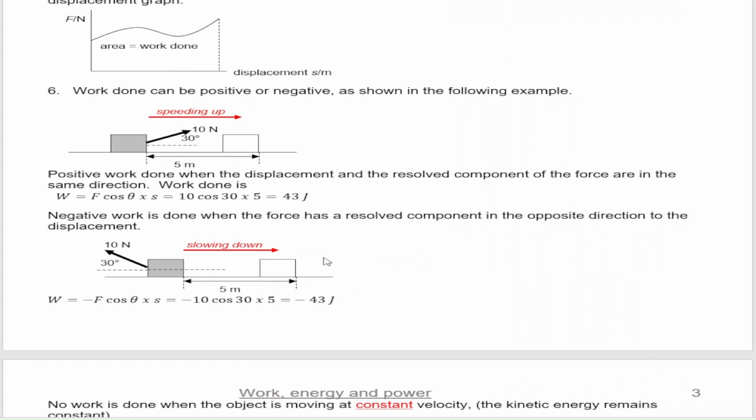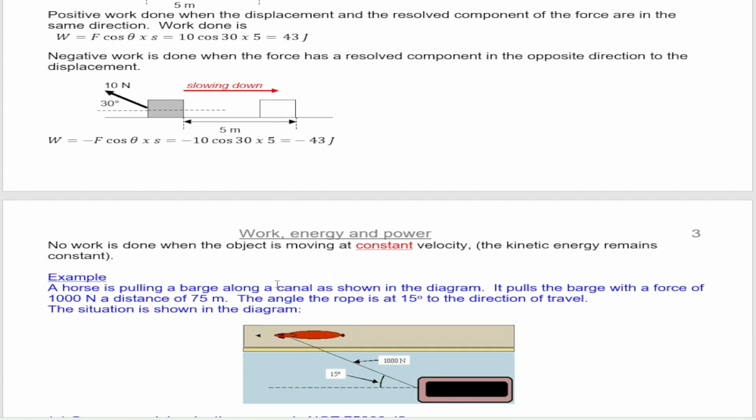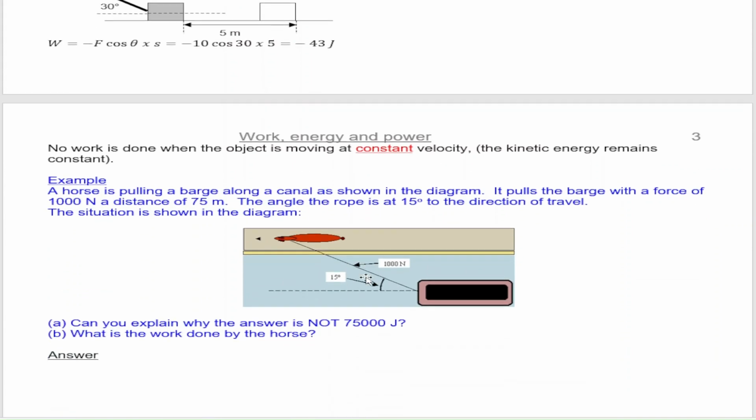Now, negative work is done when the force has a resolved component in the opposite direction to the displacement. As you can see here, 10 newtons to the left at an angle of 30, and then the distance is 5 meters, but in the opposite direction. So in other words, we're saying that this object is slowing down. In this case, 10 cos 30 times 5 would be negative 43 joules. No work is done, like I said earlier on, if the object is moving at a constant speed and the kinetic energy remains constant. Now let's look at this example.